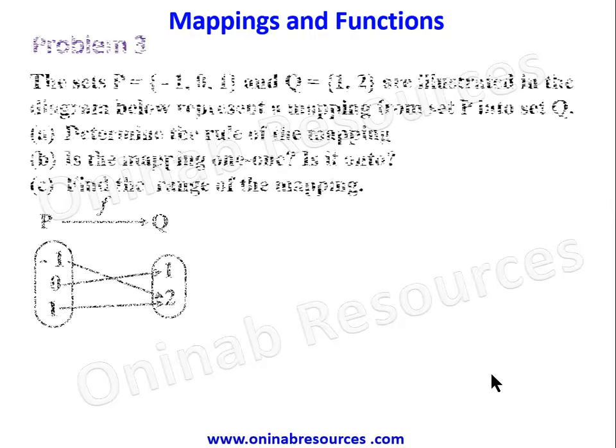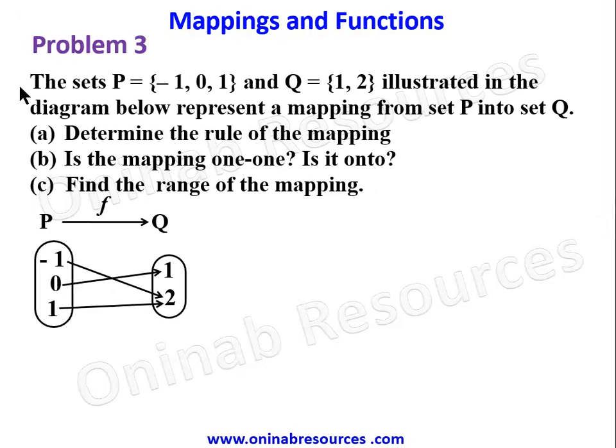Then we go to problem 3. For problem 3, the set P containing -1, 0, and 1, and Q containing 1 and 2, illustrated in the diagram below, represent a mapping from set P into set Q. A, determine the rule of the mapping. B, is the mapping 1-to-1? Is it onto? C, find the range of the mapping.